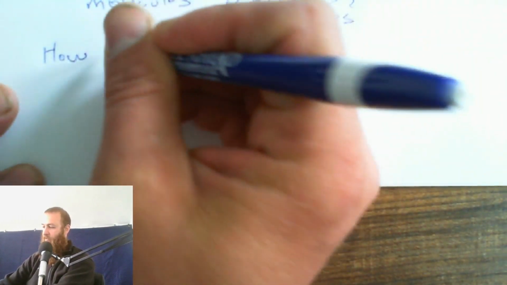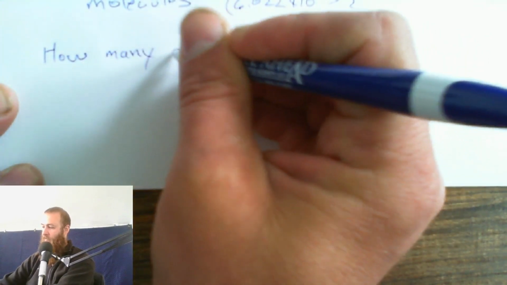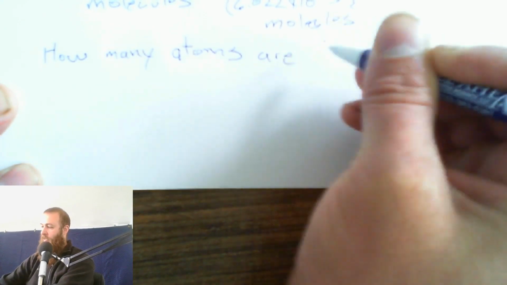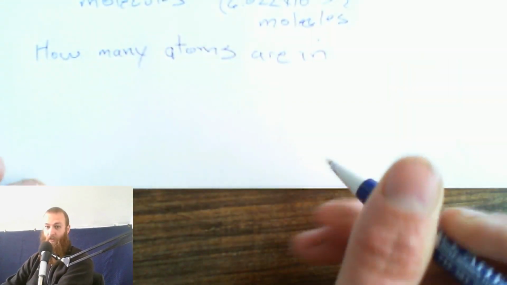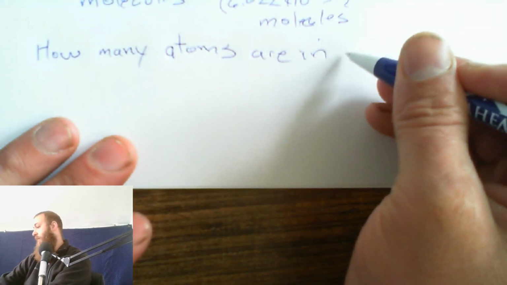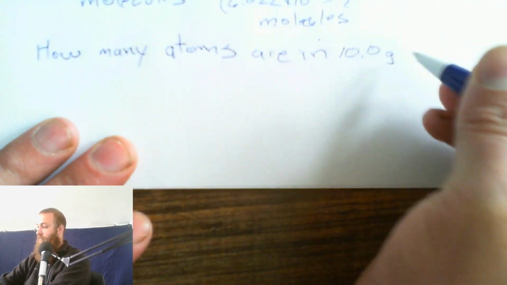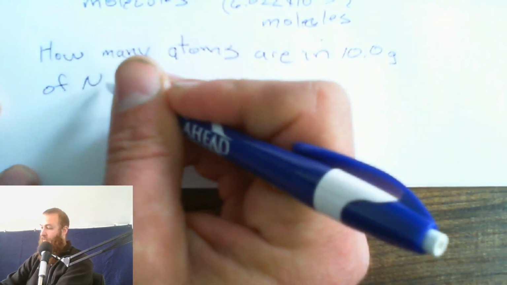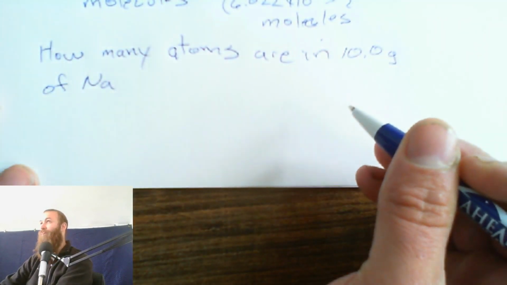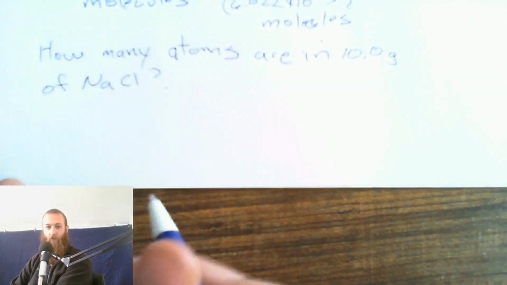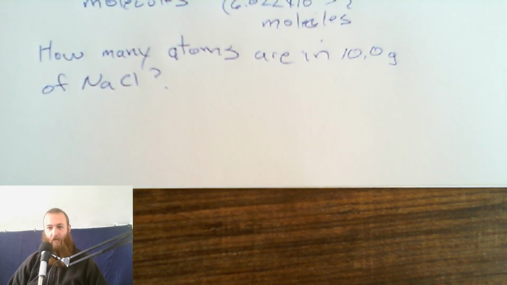How many atoms are in, and I'm just making this question up, let's say, 10.0 grams of sodium chloride. All right, trying to keep it simple but challenging.